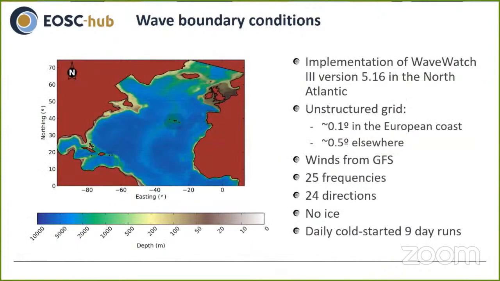The North Atlantic wave forecast is obtained by running the model WaveWatch 3 in the unstructured grid that you see here. The resolution is about 0.1 degrees in European coasts and 0.5 degrees elsewhere. Winds are taken from NOAA's GFS, and the model is run for 25 frequencies and 24 directions. The model is cold started every day for 7 days into the past and 2 days into the future. Those 2 last days of simulations are used to provide the boundary conditions for the local models.